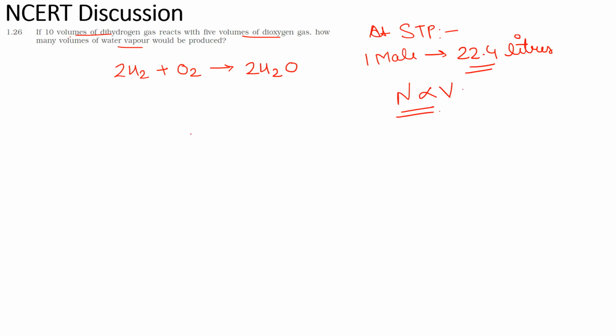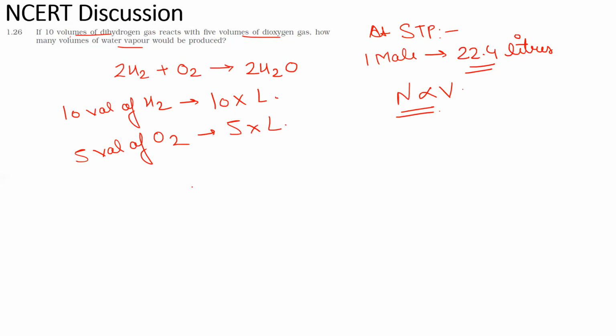Okay, so 10 volumes of H2 simply means, let us say 10x liters, whereas 5 volume of O2 simply means 5x liters. Okay guys, so this x can be anything. Okay, it depends on any value that you assume.